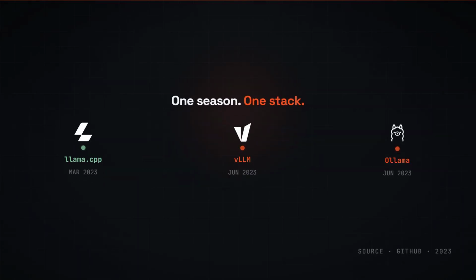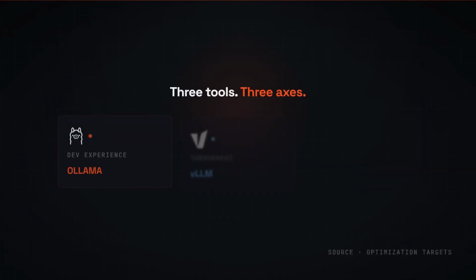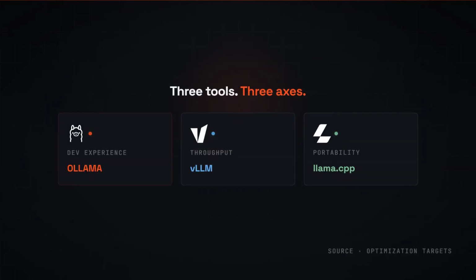Here's the wild part. All three launched within months of each other. Llama.cpp in March 2023, vLLM in June, Ollama in June. One season, one stack, defined by 3 people who never coordinated. The interesting part is the philosophy. Ollama optimizes for developer experience. vLLM optimizes for throughput at scale. Llama.cpp optimizes for portability and the metal. 3 tools, 3 optimization targets, 1 shared goal.